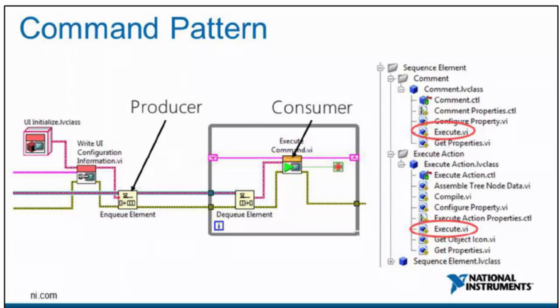So on the left, you have your block diagram. Simply, you configure your message by writing to the class private data, you enqueue it, and then your consumer consumes it by dequeuing it and running a dynamically dispatched execute VI. On the right, you can see a sequence element as a generic parent class and 2 child classes, execute action and comment, that are overriding the execute method to perform a certain consumed action.